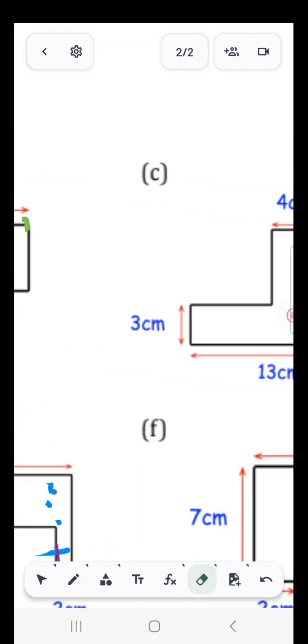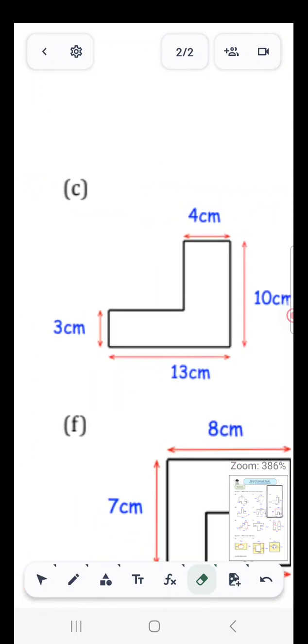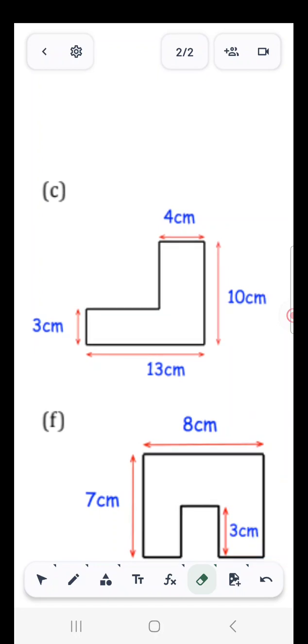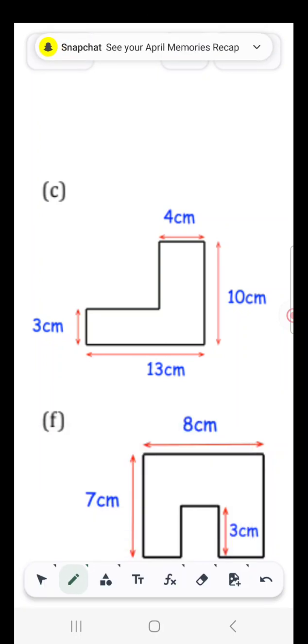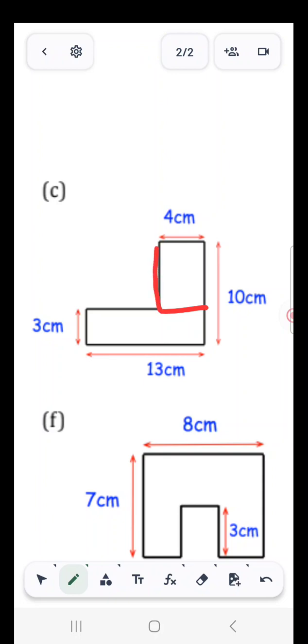Now I will move to the third part, C part. So here you go. First of all, I will divide the shape into two parts like this. I have divided it into the upper part, which makes a rectangle like this. And now students will make one mistake. They will multiply 4 with 10. But you know, 10 is actually the height of the whole shape.